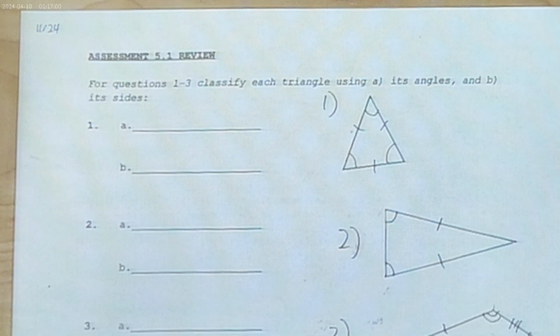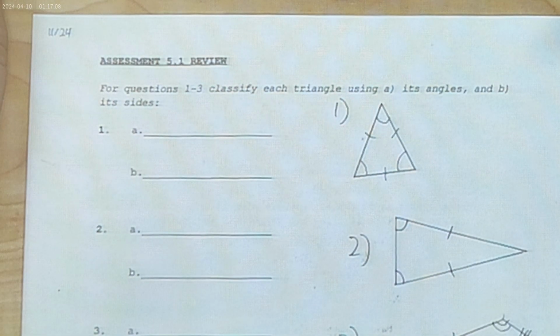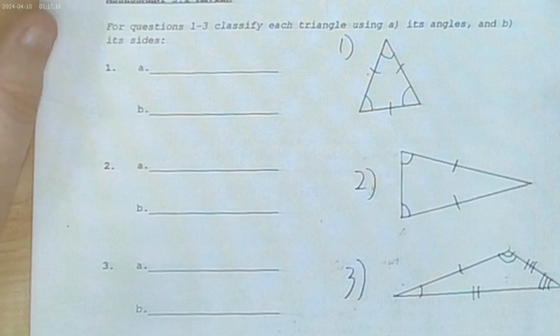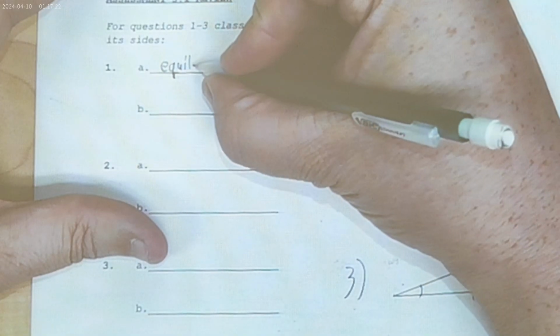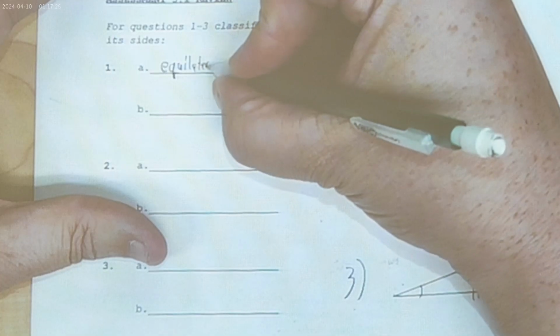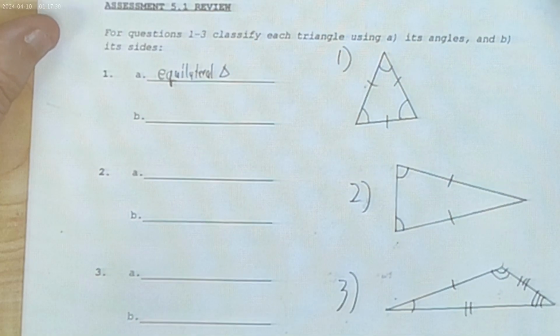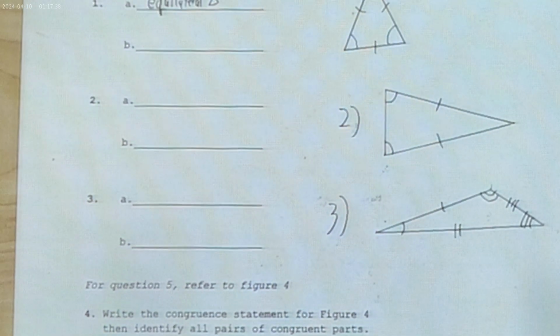So for questions 1 through 3, classify each triangle using its angles and each of its sides. So again, with number 1, A, I stand by my original statement, even though I hand drew this, that I am not going to try to make equiangular happen. It is an equilateral triangle, and that is what everyone knows it as. It's kind of like with Mean Girls: if they can't make fetch happen, we are not going to make equiangular happen. So that's my call.